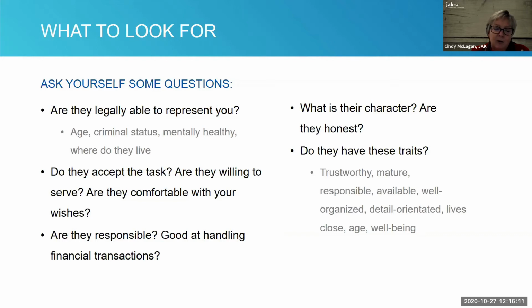So then another question, what is their character? Are they honest? Do people like them? Are they trustworthy? It's important to look at those different traits in a person before selecting them to do a job that is a very difficult job and a lot of work. It can be very rewarding if you do it properly, but it can also be very frustrating.